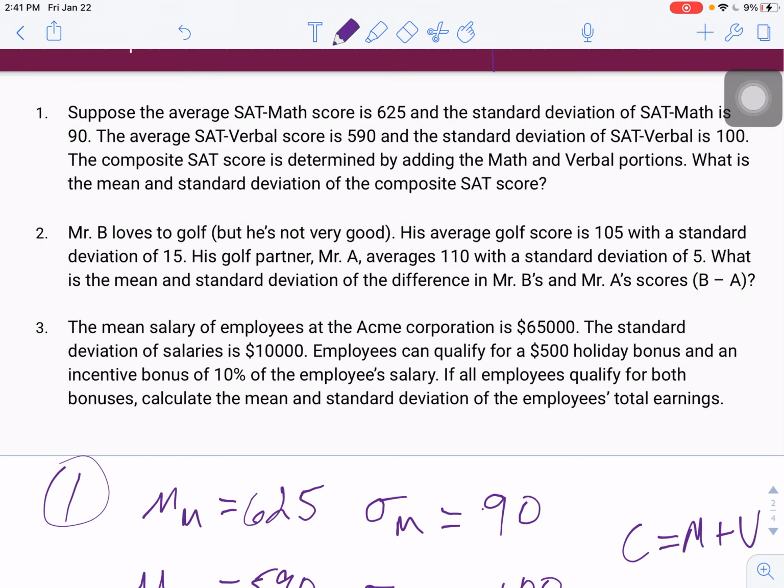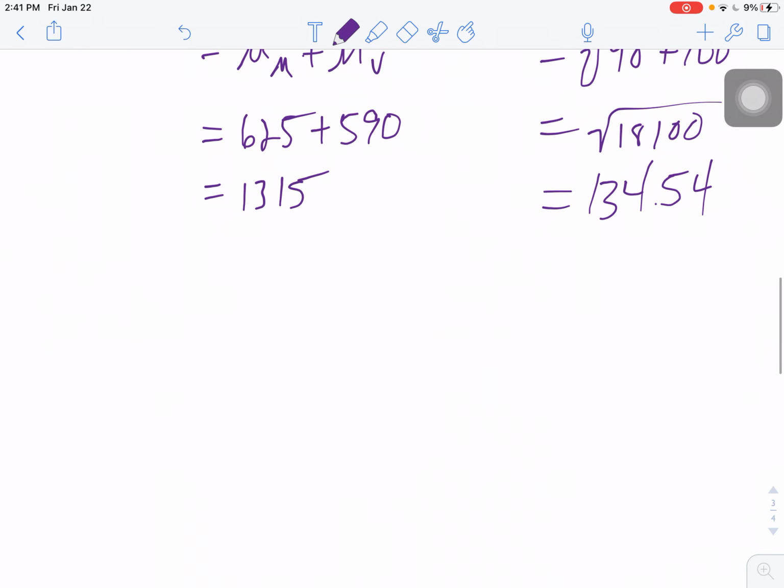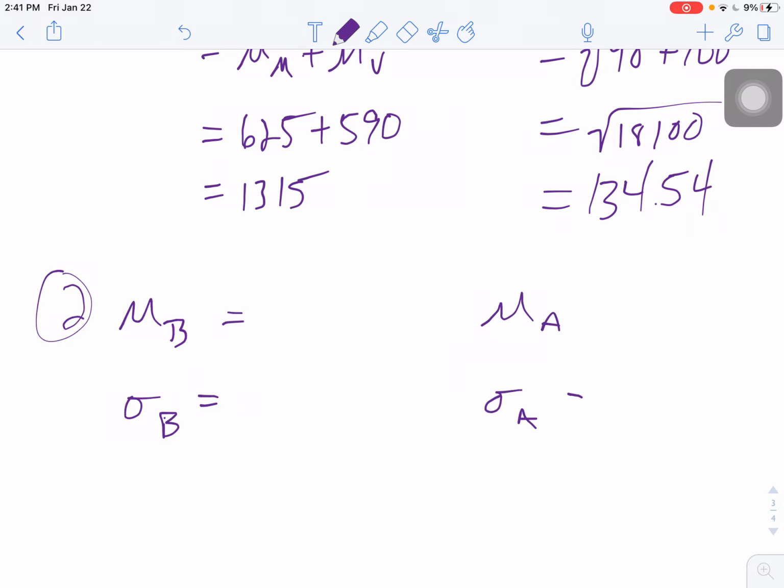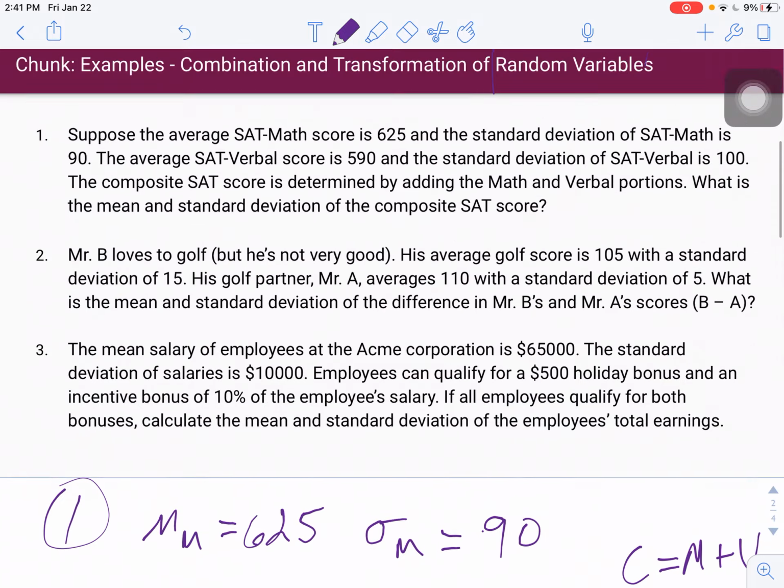What is the mean and standard deviation of the difference of Mr. B and Mr. A's score? B minus A. If we can figure out that difference, we can then figure out who was the better scorer and what was the difference in the number of strokes that they had. All right, so again, let's notate those numbers. We're going to have mu sub B, sigma sub B, mu sub A and sigma sub A. And I need to remind myself what those numbers are.